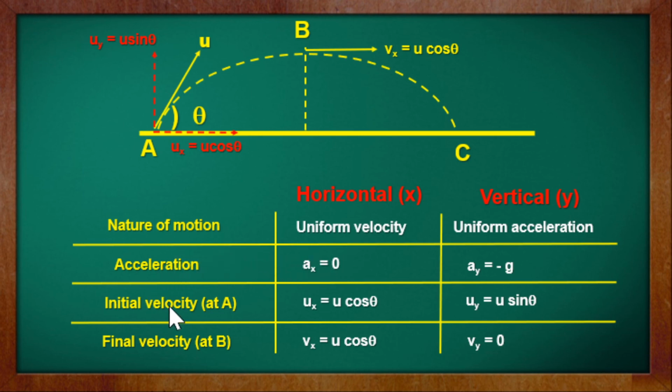What is the initial velocity at A? It is u_x equal to u cos theta. So we get this by resolving the vector, for which you should understand resolution of the vector, splitting of the vector into components. Then what is the initial velocity at A along the vertical? It is u_y equal to u sin theta. What is the final velocity at B? The final velocity at B is u cos theta, and there is no vertical velocity, that's why it's 0.